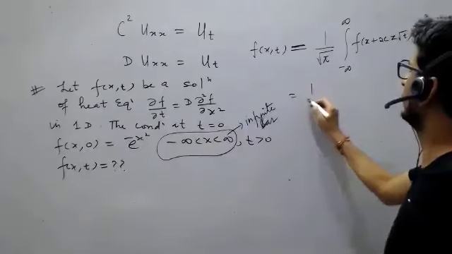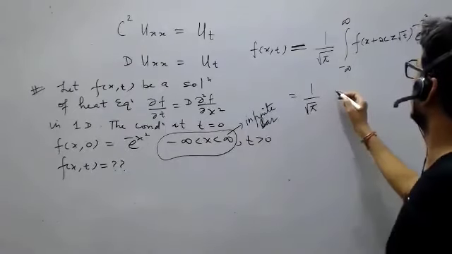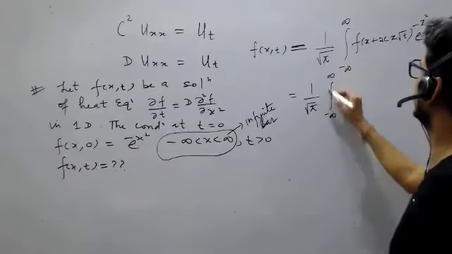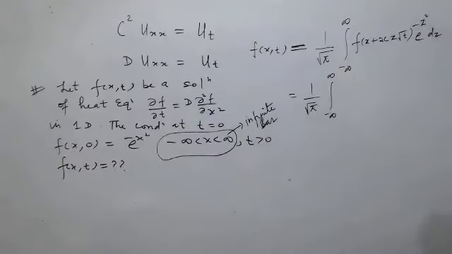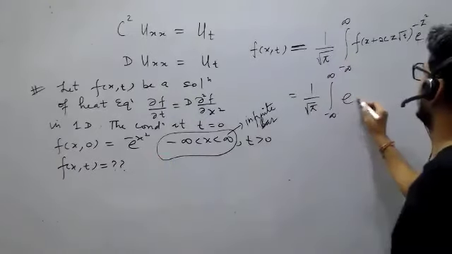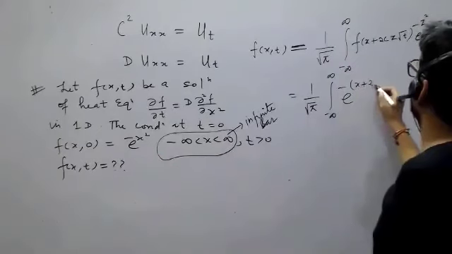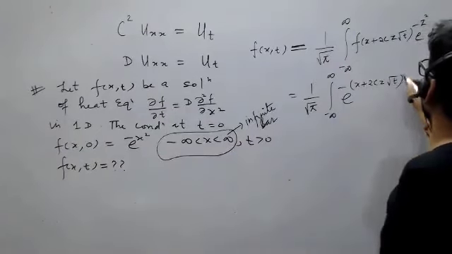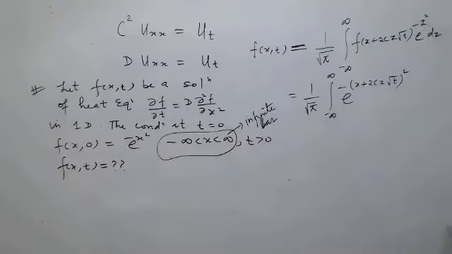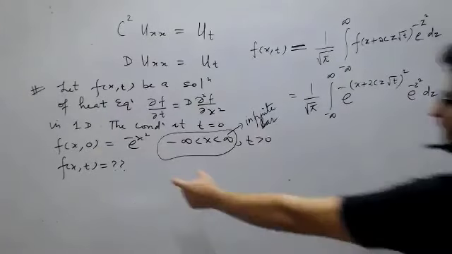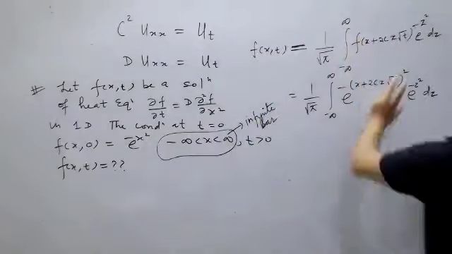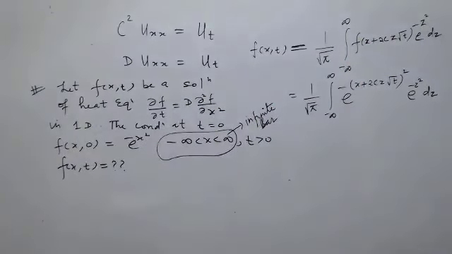So this will just become 1 by under root pi, integral from minus infinity to plus infinity. This is given e to the power minus x square, so it will become e to the power minus (x plus 2cz under root t) square. Can we see that? e to the power minus z square dz. But this integration you have to solve. And you can make so many questions with this different function. Just take a different function here, only the way of integrating will change, and you will get different questions.